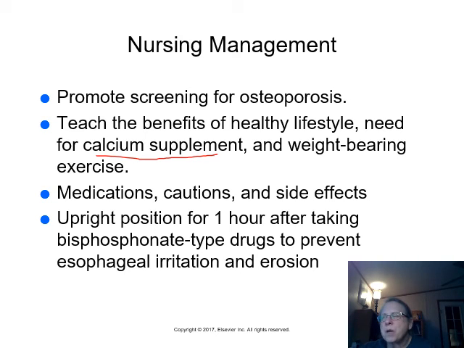Other cautions, remember, proton pump inhibitors can impair absorbing calcium, so that could be a problem. And make sure that when they are taking some of those biphosphonate type drugs, they stay upright for an hour, so they prevent esophageal erosion and irritation.